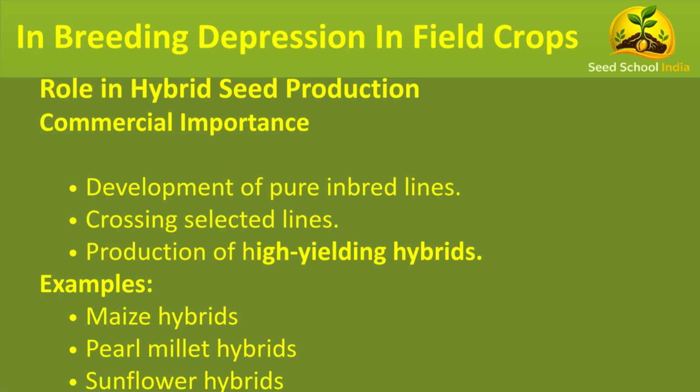Commercial hybrid seed production relies on the development of highly homozygous inbred lines. Although these lines individually show poor performance because of inbreeding depression, crossing selected parental lines produces vigorous hybrids with superior yield, uniformity, and adaptability. This principle is widely applied in maize, pearl millet, sunflower, and several vegetable crops.